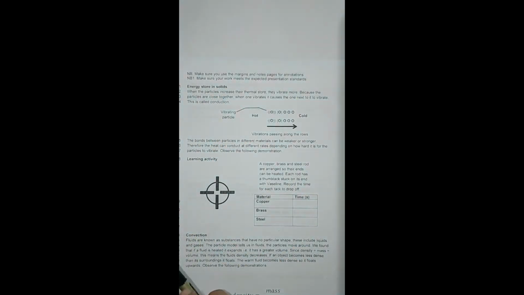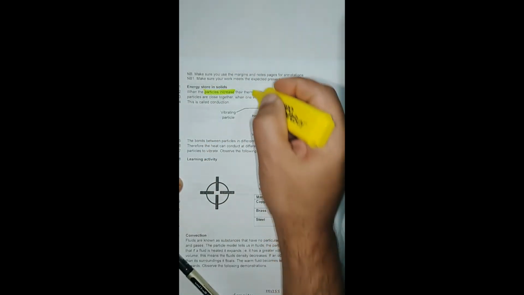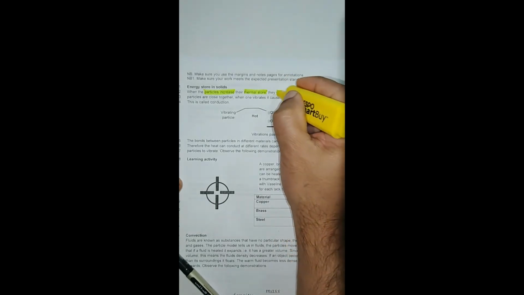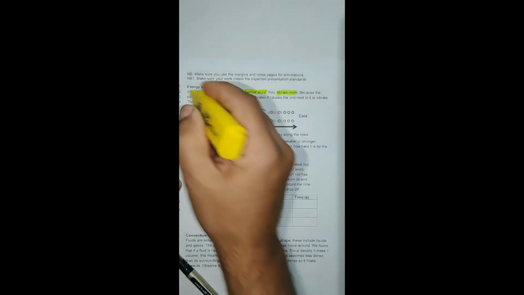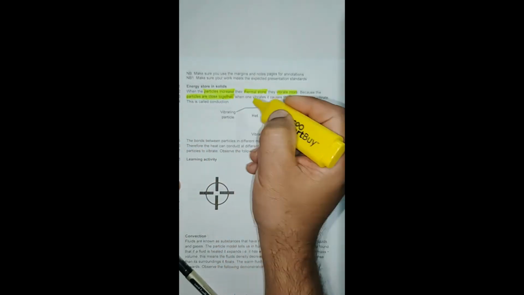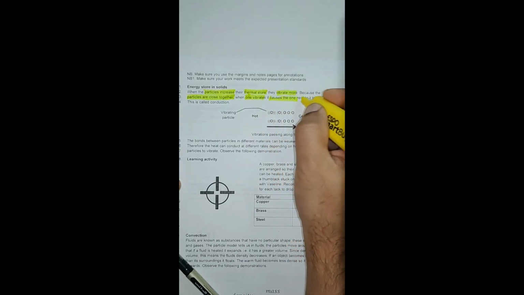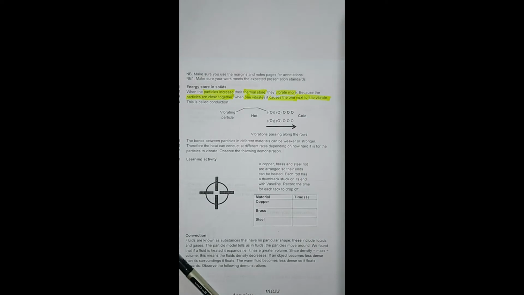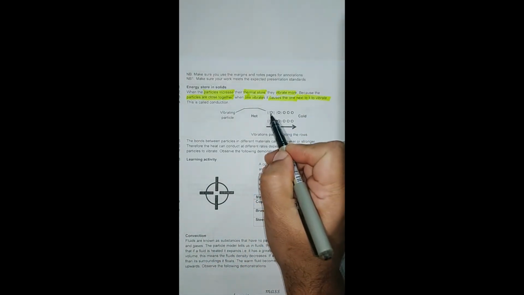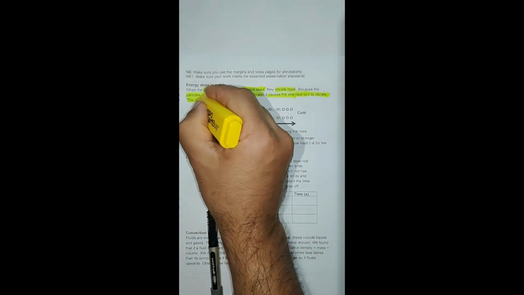Energy store in solids. When particles increase their thermal store, they vibrate more. Because the particles are close together, when one vibrates, it causes the next one to vibrate. So think of it as a domino effect. Once one starts to vibrate, it passes on the energy to the next particle, and so on. And this process is called conduction.